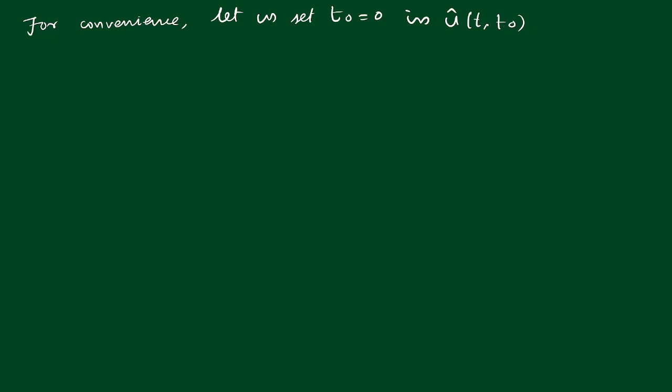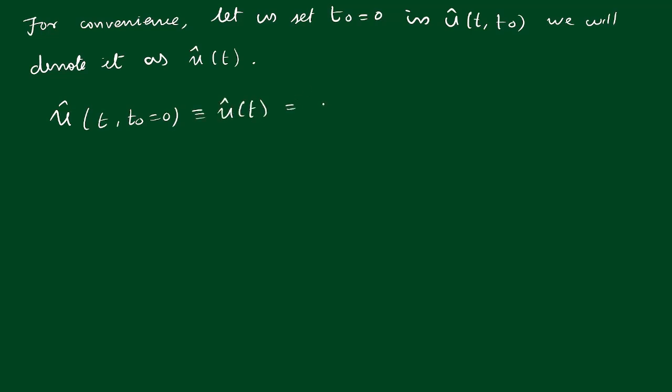Now, we are going to look at this in a little more detail. So, for convenience, let us set T0 equal to 0 in U of T comma T0. All right? And if T0 is 0, we'll denote it as simply U of T. All right? That saves us a lot of time and space. So by this we mean that U of T comma T0 equal to 0 is equal to U of T. Okay? And this, as we have seen, in the case where the Hamiltonian has no explicit dependence on time, is exponential minus i H t by h bar. Okay? U of T is what we are talking about.